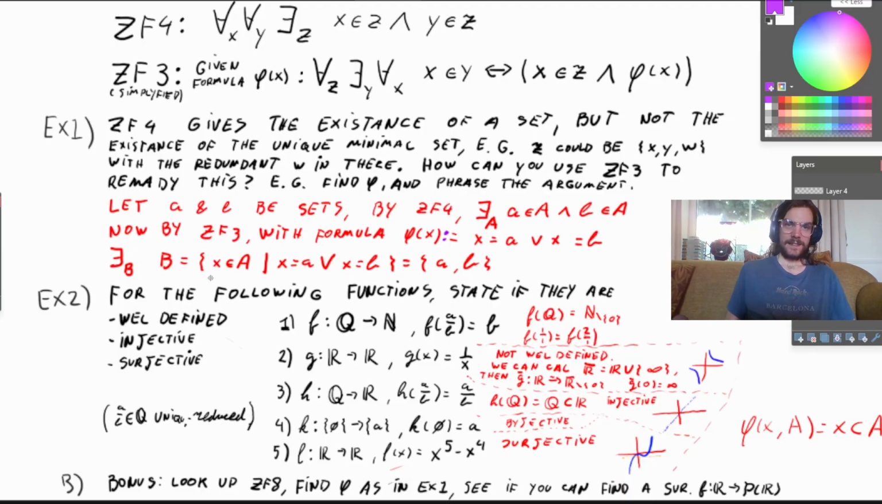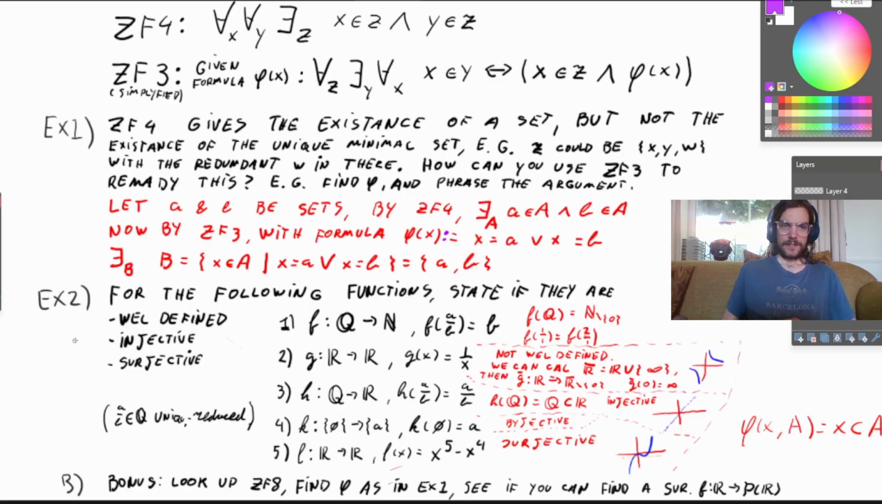And B is all the x in A such that x is small a, or x is small b. And then we get exactly these two elements, because we know these are both in A. And for every other redundant element in A, this is going to be false and it's not going to be in our set B. And that's how we can make the set with exactly two other sets in it.